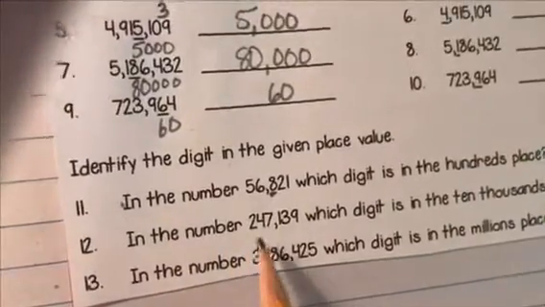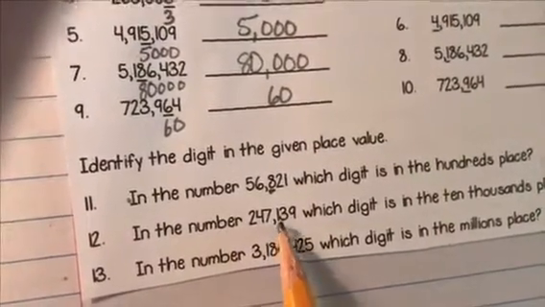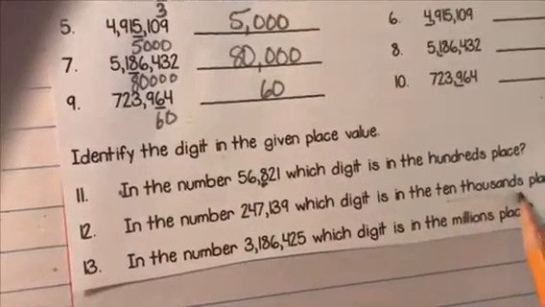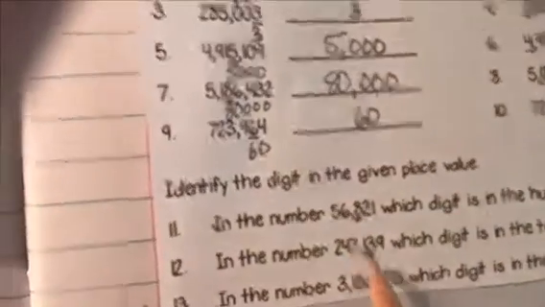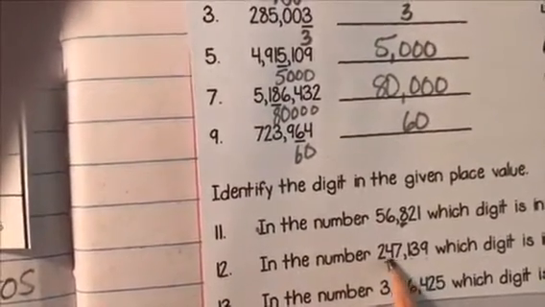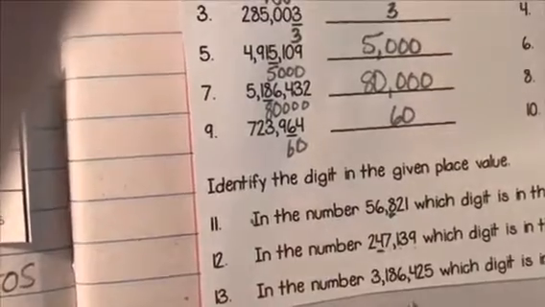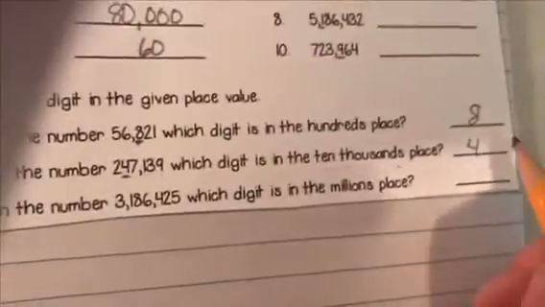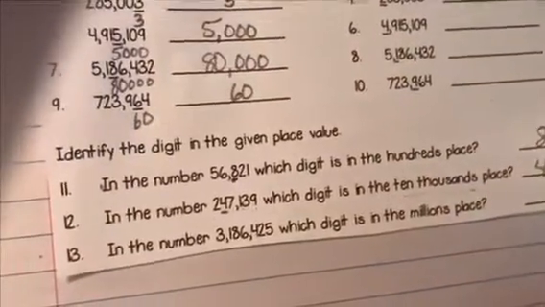In the number 247,139, which digit is in the 10,000s place value? So I'm going to look at the number: ones, tens, hundreds, ones, tens, hundreds. So I'm in the thousands unit now, and I see that the 4 is in the 10,000 place.